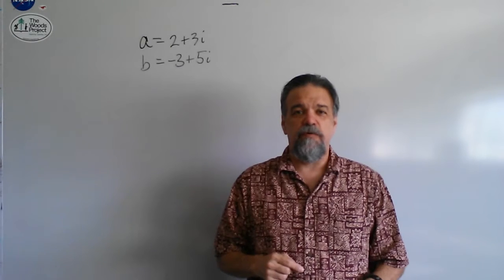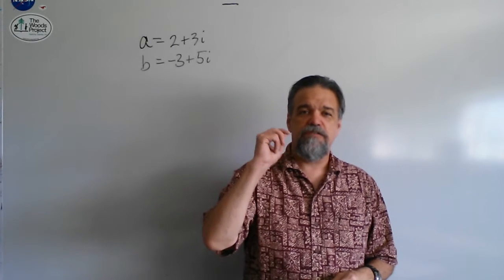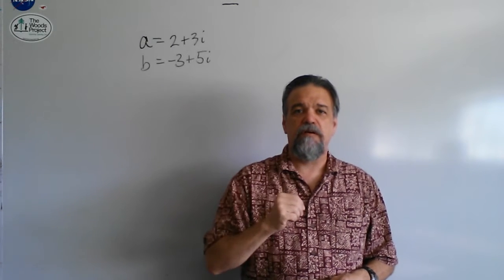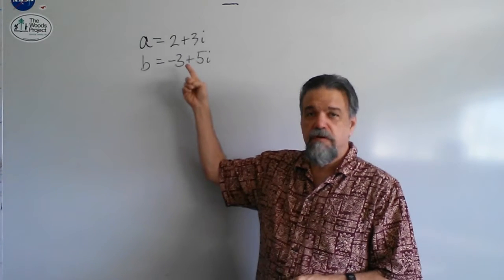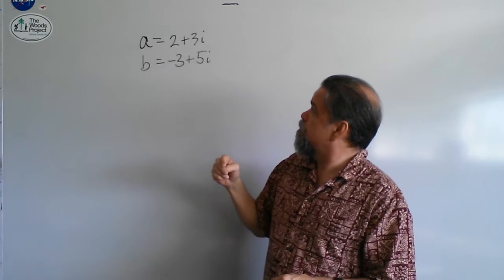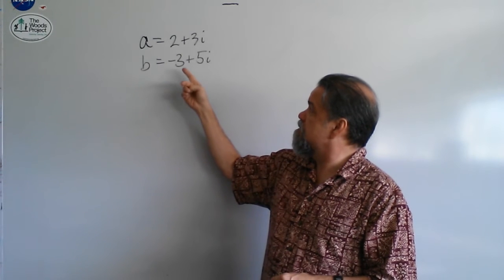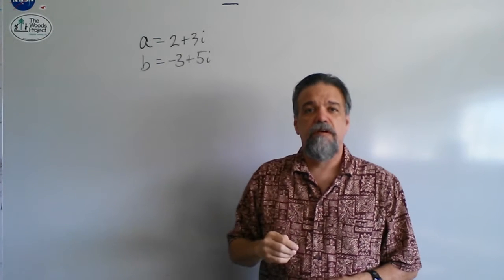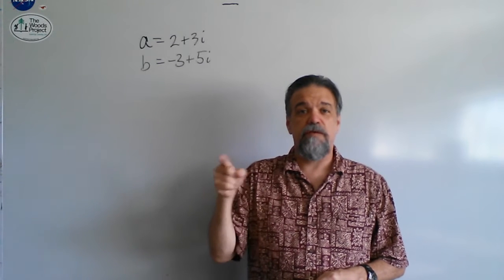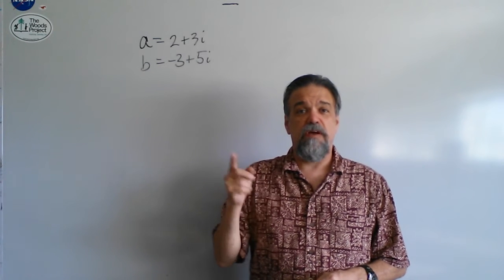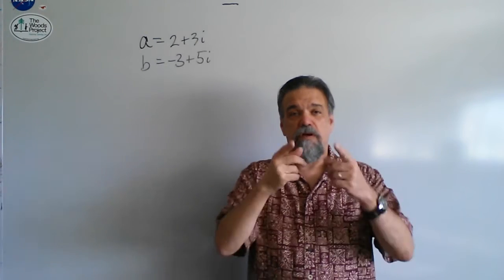Algebra students, today we're talking about adding, subtracting, and multiplying complex numbers. Now I've got two complex numbers here. A is 2 plus 3i and B is negative 3 plus 5i. So what if I wanted to add A plus B, or subtract A minus B, or multiply A times B? What would I do? I'll show you. It's easy.